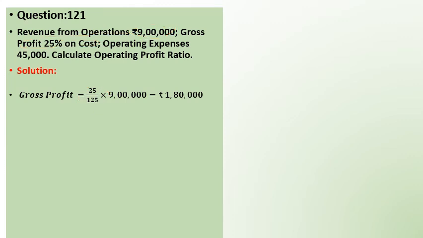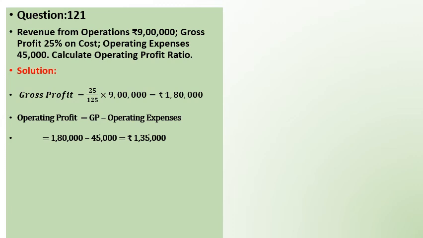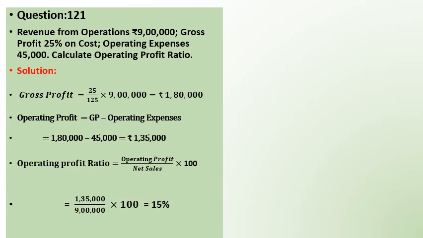Okay, now we have operating profit is equal to GP minus operating expenses. Now we'll calculate over here operating profit is equal to 1,35,000. Now operating profit ratio is equal to operating profit by net sale into 100. Now we have 1,35,000 by 9 lakhs into 100, that is 15%.